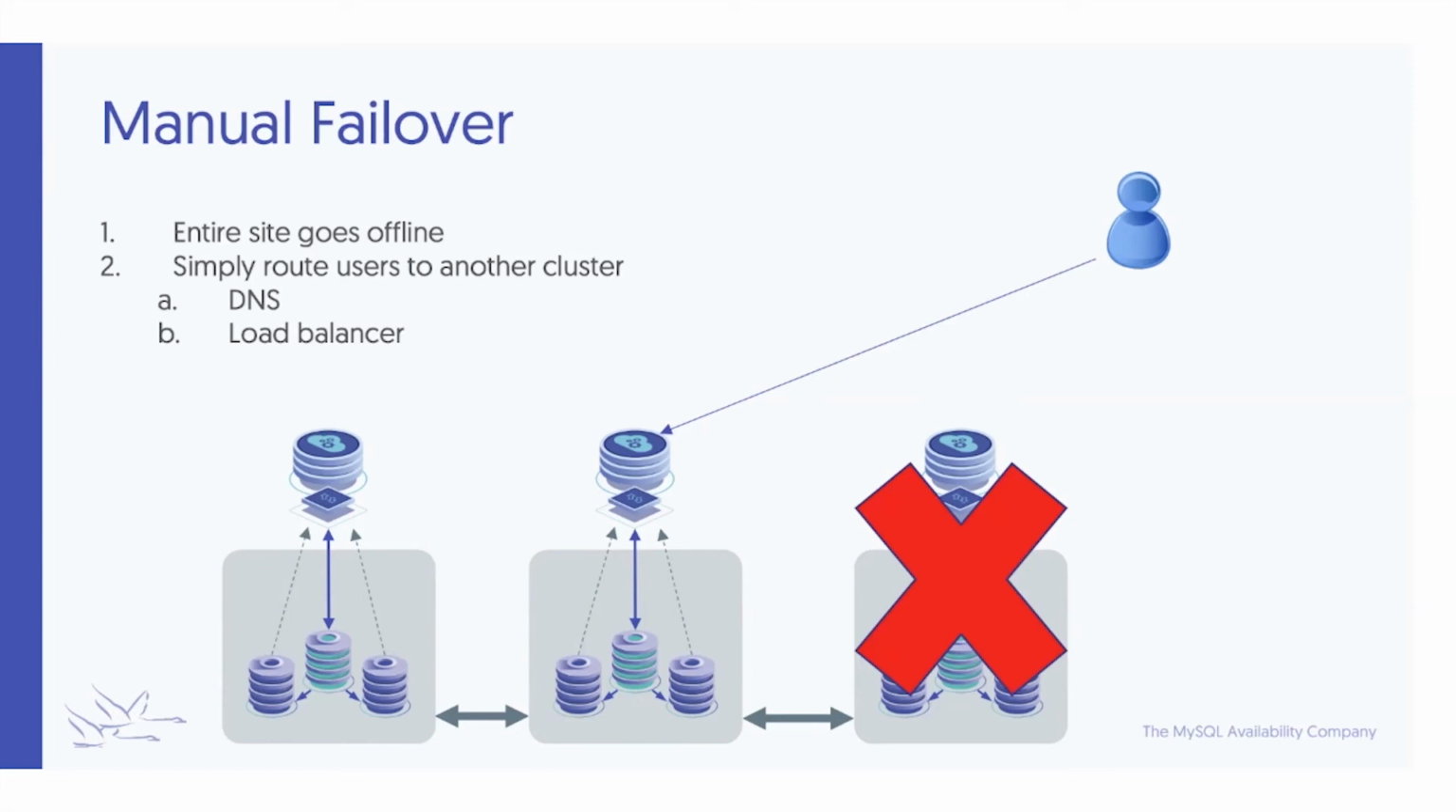What makes this so easy is that since each cluster is active, there's nothing we need to do within the cluster. It's really a matter of just pointing the users to another cluster that's functional while we repair the broken cluster in the background. And again, once we repair that broken cluster, replication syncs up from the other sites, and then we can repoint the user back to that cluster and get everything back to normal.